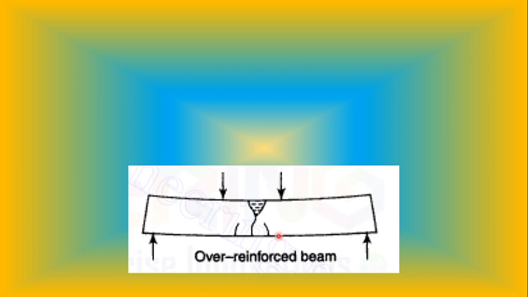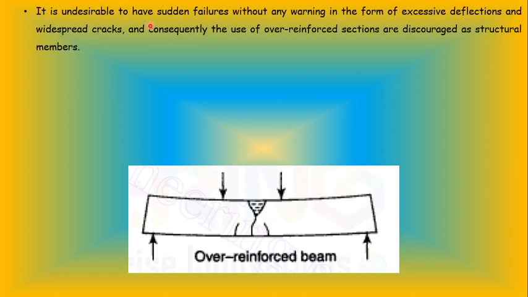This type of over reinforced section will have the tendon, but the concrete is going to burst due to the compression zone. It is undesirable to have sudden failures without any warning in the form of excessive deflection and widespread cracks, and consequently the use of over reinforced sections is discouraged as structural members. Nowadays we are not going to have any over reinforced sections, which we have seen from RCC structures also.